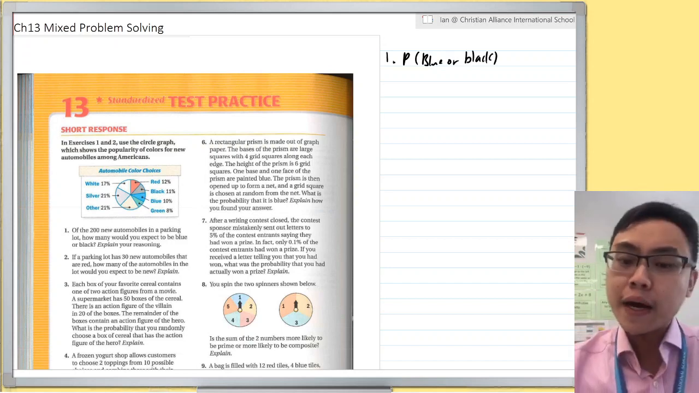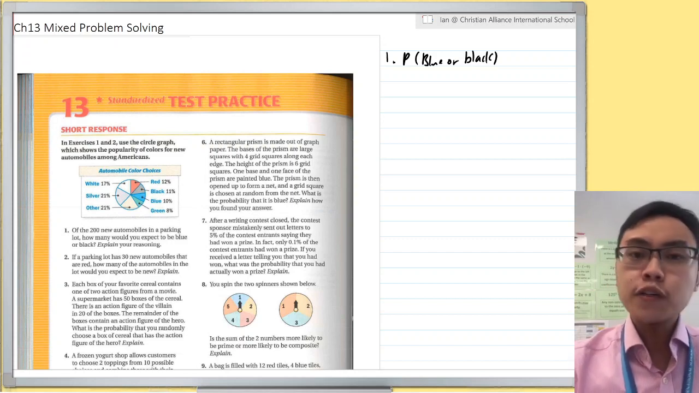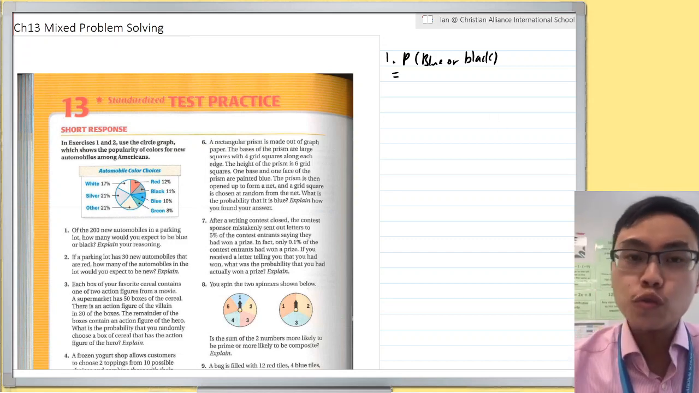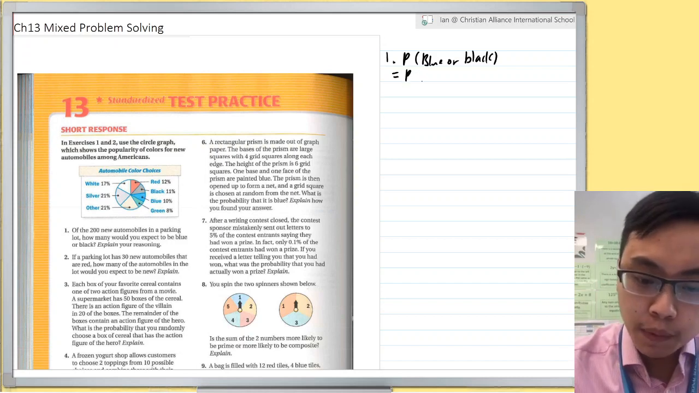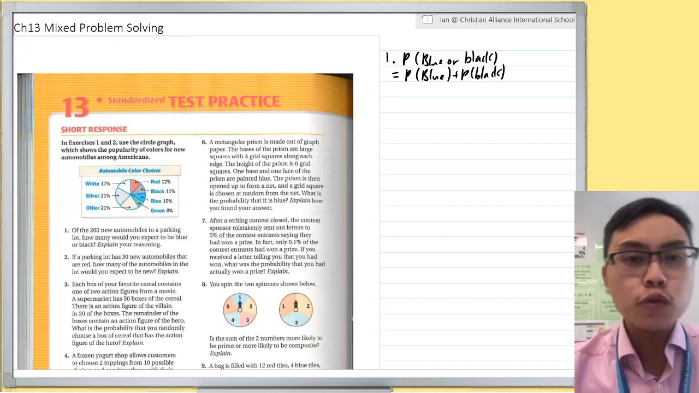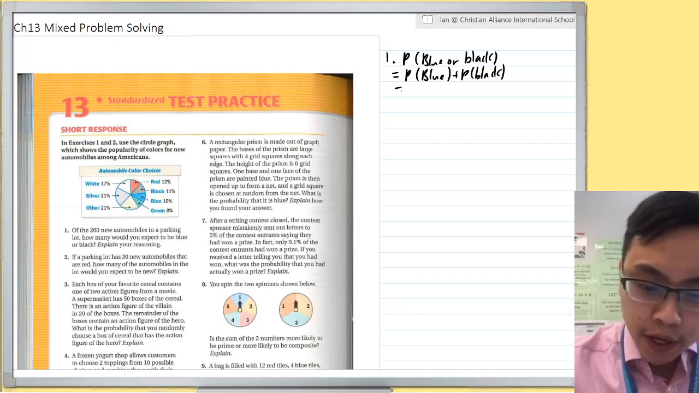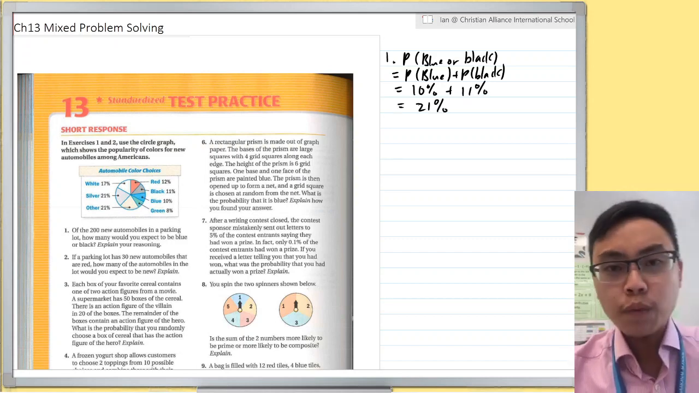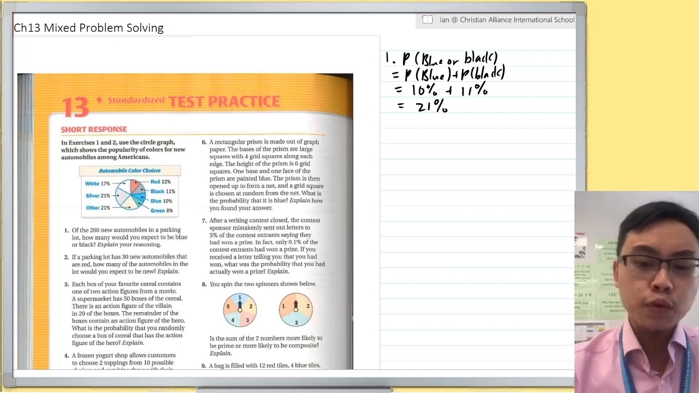We want to find a combined probability. These are disjoint events, meaning you just have to add the two probabilities together. So that would be the probability of blue plus the probability of black. Blue is 10% and black is 11%, and once you add them together, you have 21%. So 21% of cars will be either blue or black.